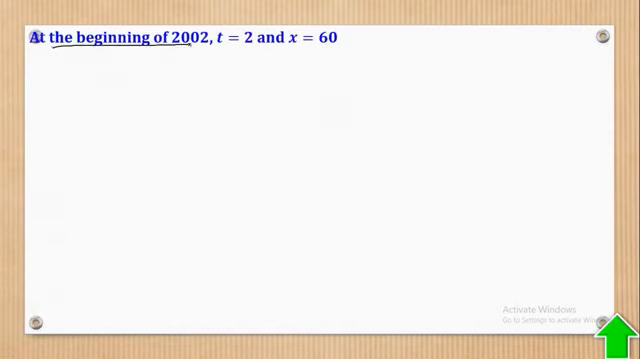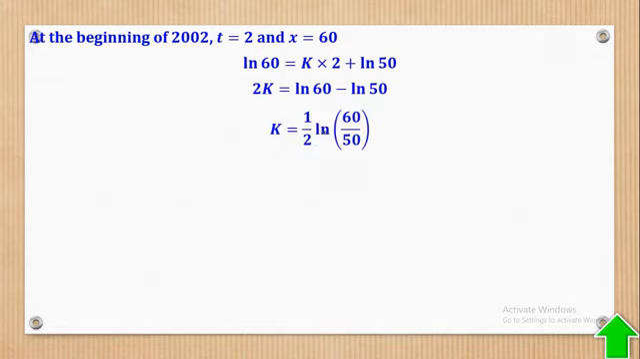What about at the beginning of 2002? It implies that t is equal to 2 and x will be 60. So when I substitute for t and for x, I'll come up with the value of k. And k will be that. Therefore, the equation will now become this.